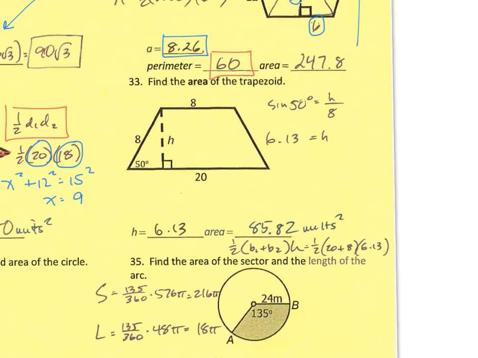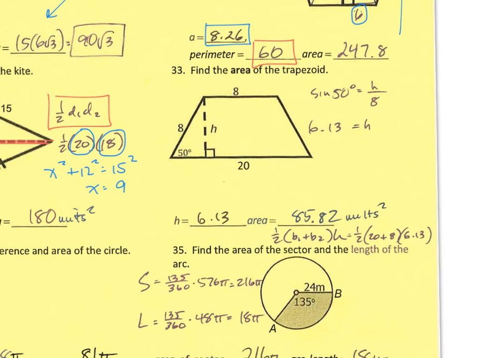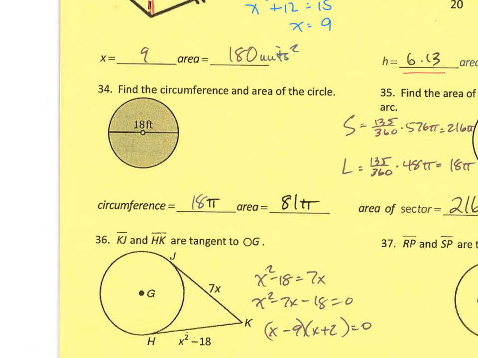All right, so trapezoid. I wrote out the formula down here for the area of a trapezoid. These would be great things to put on your note card. All right, so I'm going to do 1/2 times 20 plus 8 times the height. I don't know the height, but I use SOH CAH TOA to find it. Height ends up being 6.13. So now you plug that in, use your formula, you get 85.82. So you can see how I did that. If you see anything you're not sure about, pause it.